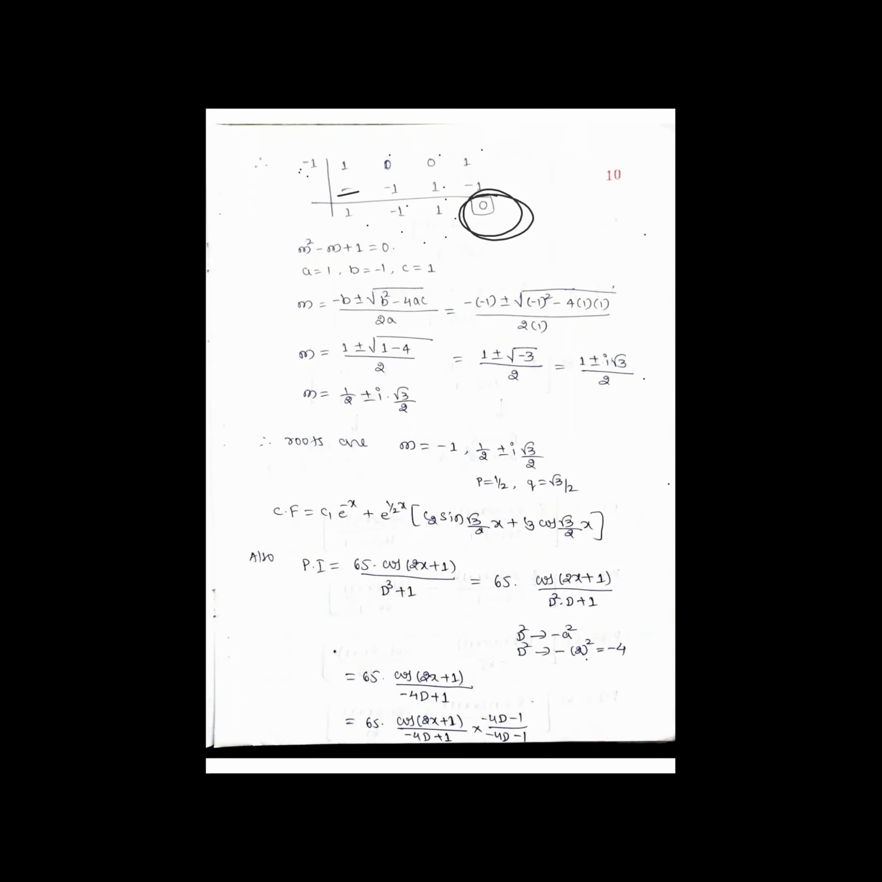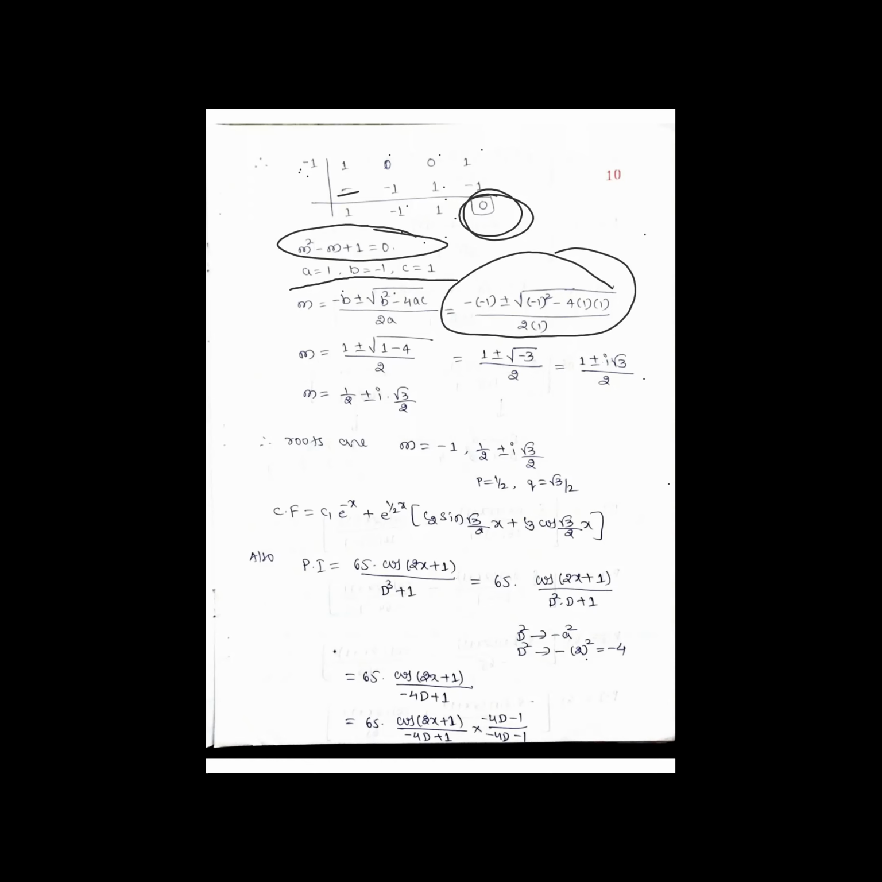So here, please apply the quadratic formula, since it is a quadratic equation. The coefficient of m square is 1, the coefficient of m is minus 1, and the constant term is 1. The formula is minus b plus or minus square root of b square minus 4ac, divided by 2a. Apply the values of a, b, c here. So we get minus minus, plus 1 plus or minus square root of 1 minus 4, divided by 2. So 1 plus or minus square root of minus 3, because 1 minus 4 will be minus 3.